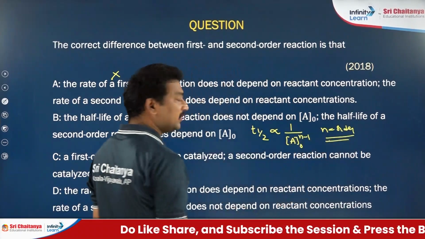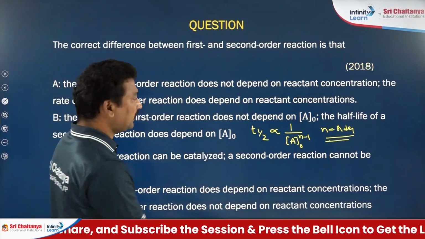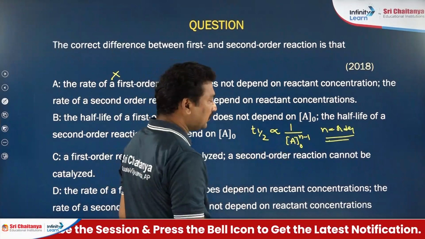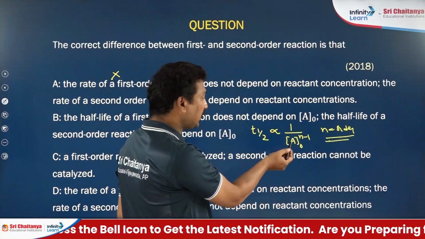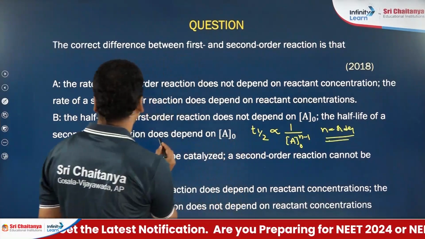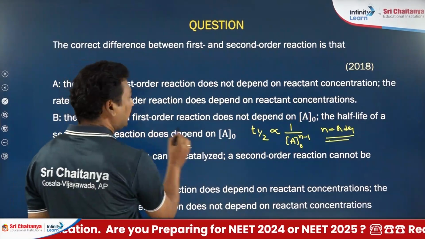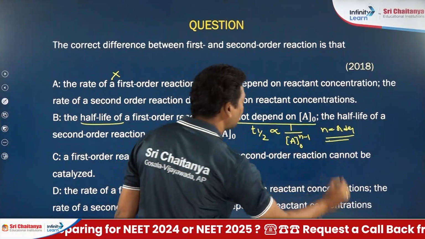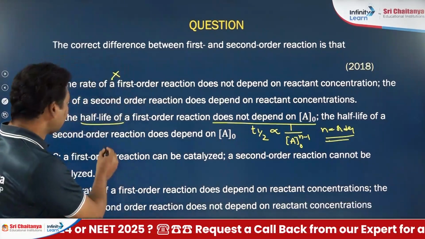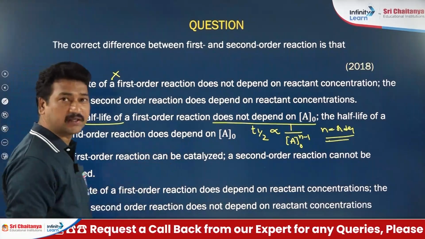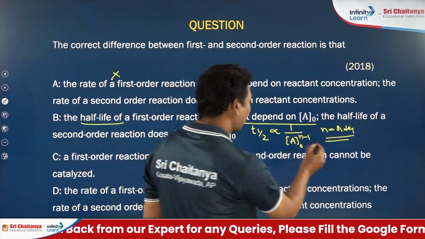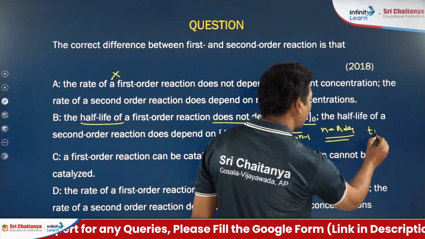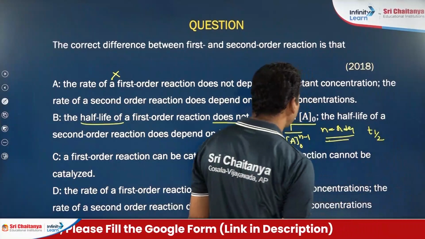For first order, n is 1. So when you place 1 here, nothing remains. So for first order, half-life is independent of the initial concentration. The half-life of the second order depends on the initial concentration. That's also true. Except for the first order, for the remaining orders, half-life depends on the initial concentration.